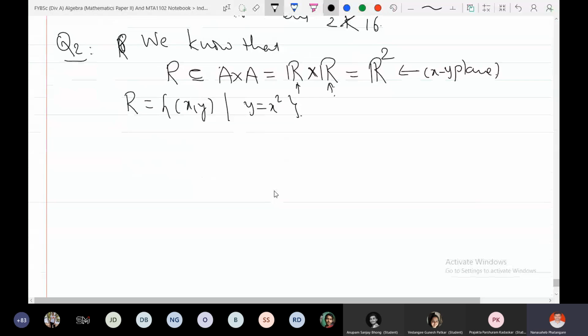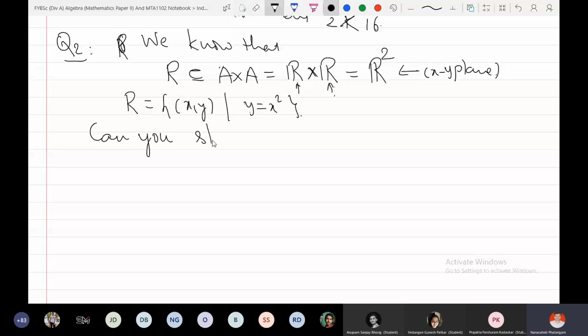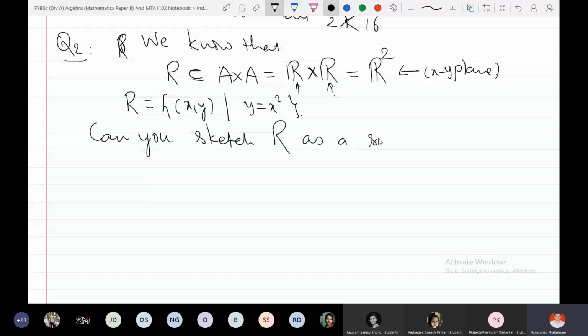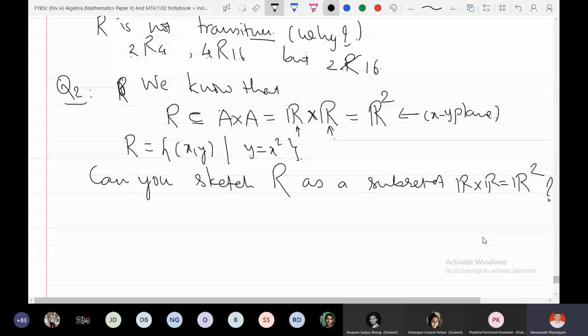Fine. Now can you sketch? If I say that this is a subset of R2, can you sketch the relation R as a subset of R cross R, which we call R2? The question is clear, right? First of all, try to understand the question. What does the question say? Is the question clear or not? Sketch or draw.